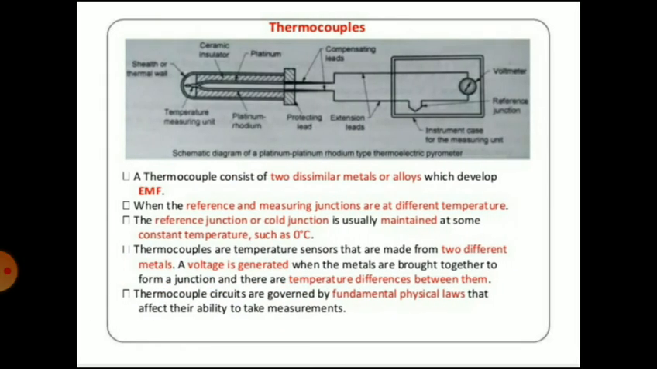So you can see this diagram of measuring the temperature by using a thermocouple. So there is a voltmeter. A voltage is generated when the metals are brought together to form a junction and there is a temperature difference between them. So by using the voltmeter, you can measure the voltage or the potential difference to measure the temperature.